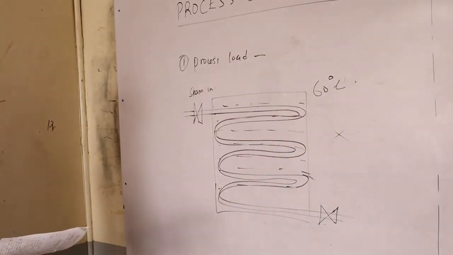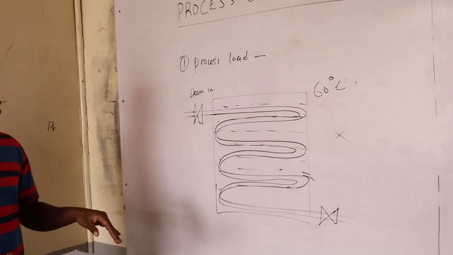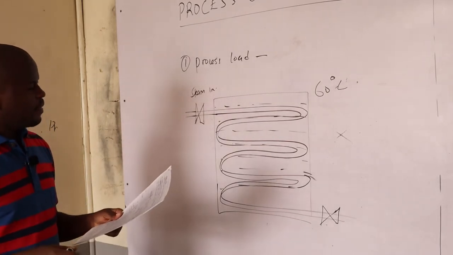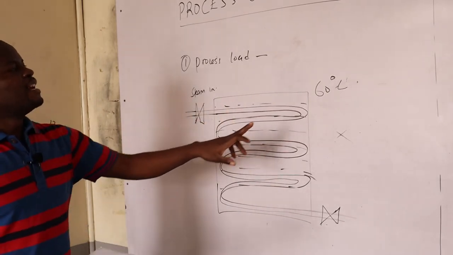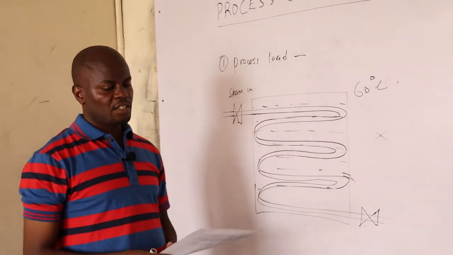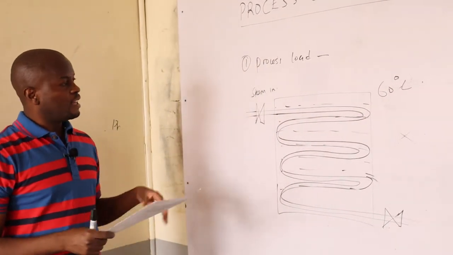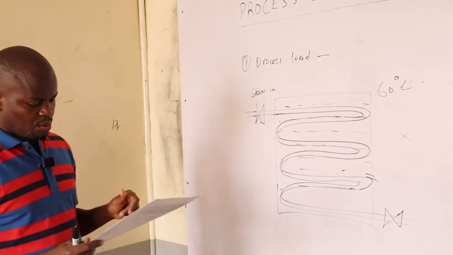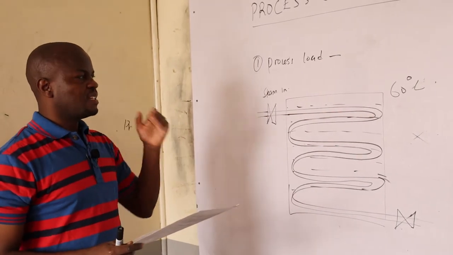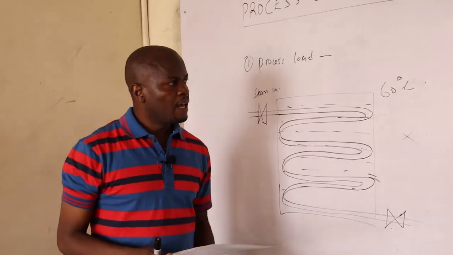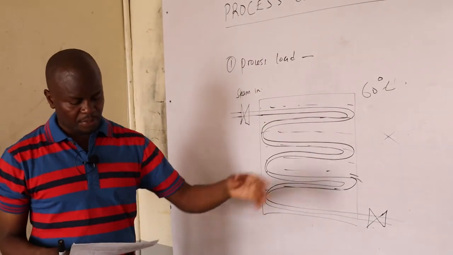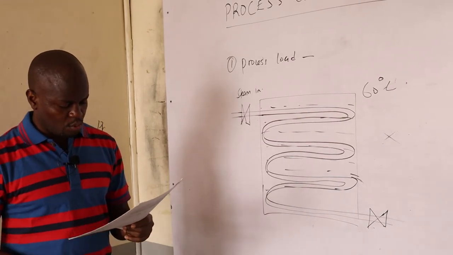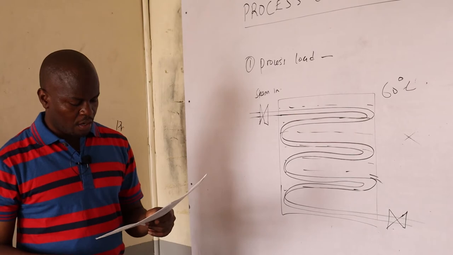So if that is what is supposed to happen, then for a plant like this, the process load is that amount of steam that will ensure that this particular milk is kept at 60 degrees Celsius. In the milk pasteurization plant, there is a certain amount of steam needed to put the milk at a certain temperature. For our case, taking the set point at 60 degrees, the amount of steam used to keep it at 60 degrees is what we refer to as the process load.